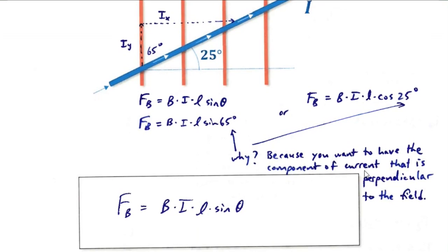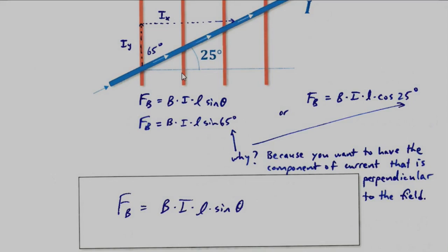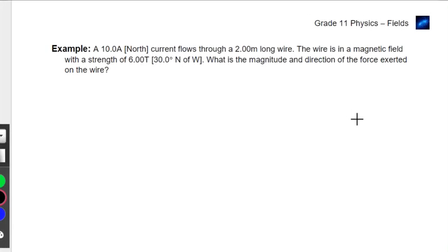You want to have the component of current that is perpendicular to the field. So when you're going through these calculations, just think it through. Don't blindly plug in a value. If you're given 25, oh, it must be 25 over here. Don't do that. Make sure that you're actually drawing it out and trying to make sense of what you're actually given. All right, let's jump into the examples.